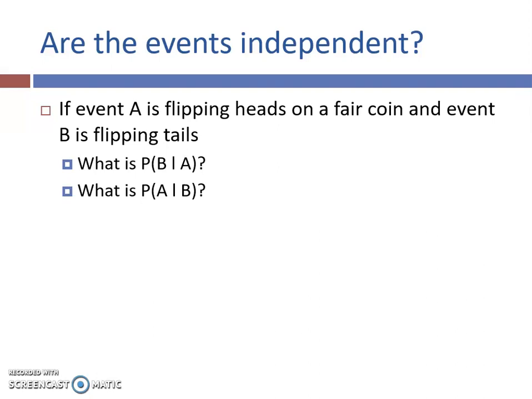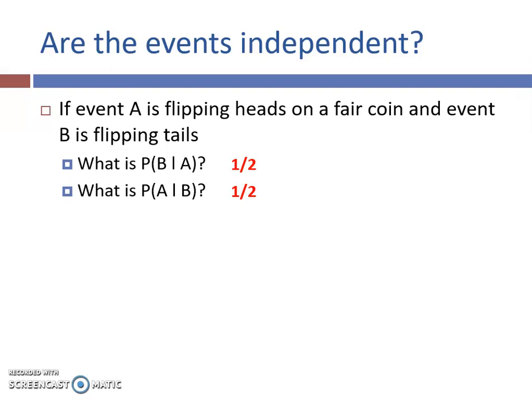If event A is flipping heads on a fair coin and event B is flipping tails, we want to know what is the probability of B given A. That is, what is the probability that I land on tails of a coin toss given that my previous toss landed in heads. And then we also want to know what is the probability of A given B. So again, what is the chance that I land on heads given that my last toss was tails. So for both of these, they end up being 1/2.